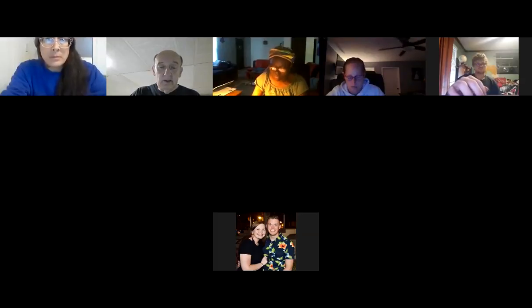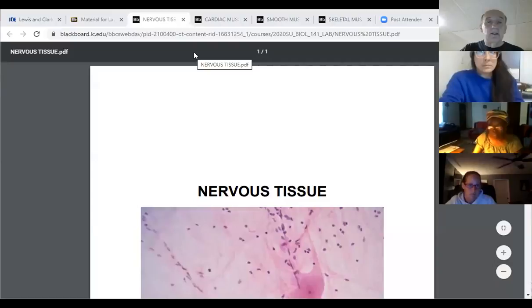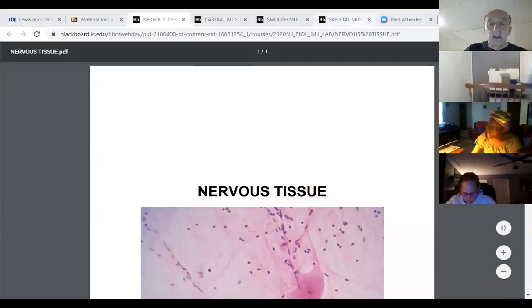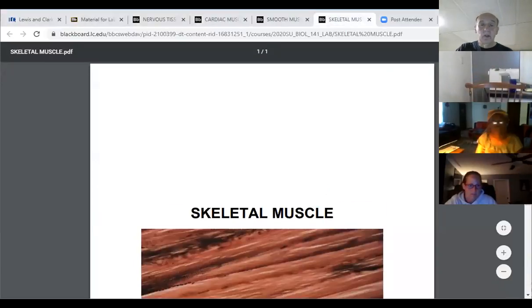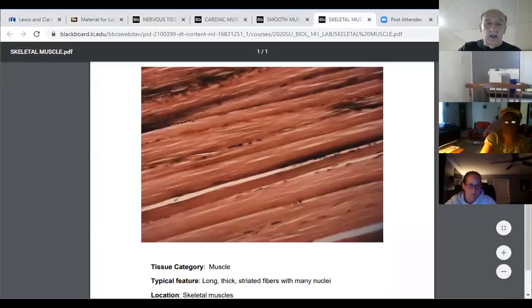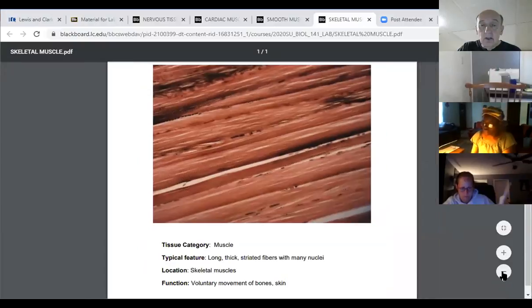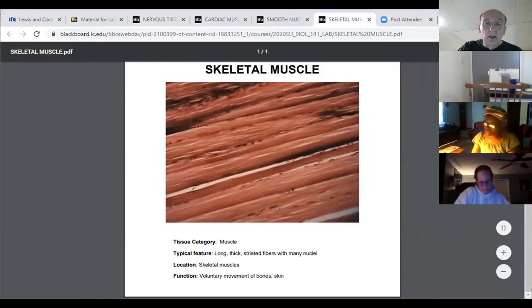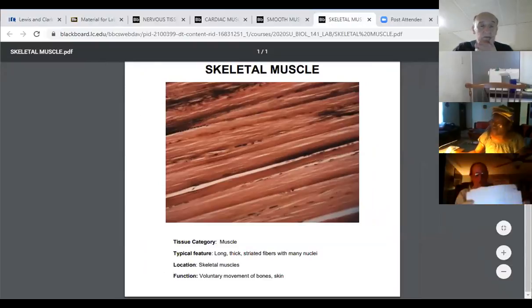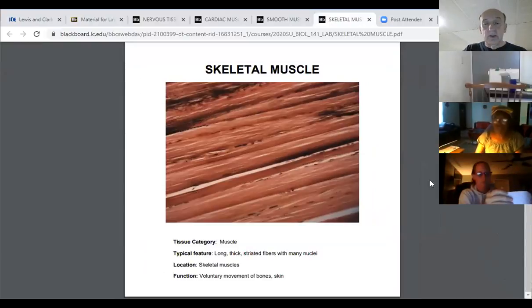Let me do this screen share, and we're going to go to the lab shell. And before we get to this, we're going to take a look at this. I'm going to try to scroll this up, and let me see if I can make this a little smaller. So for overview, here's what skeletal muscles look like under the microscope.